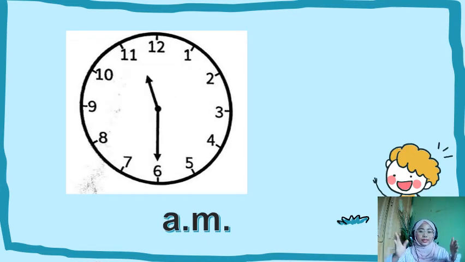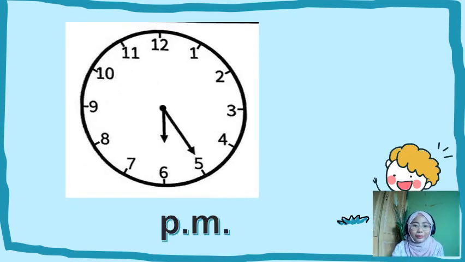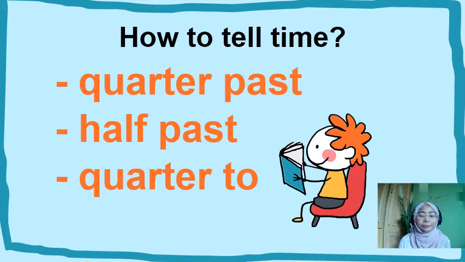Now I want you to guess. We have the hour hand between 11 and then we have the long hand on 6. So the answer is 11:30 a.m. Good job. Then we have the hour hand pointing at 6. The long hand is pointing at 5. So, you know the drill. The answer is 6:25 p.m. So, I want to ask you, how to tell time? Do you know how to tell time?